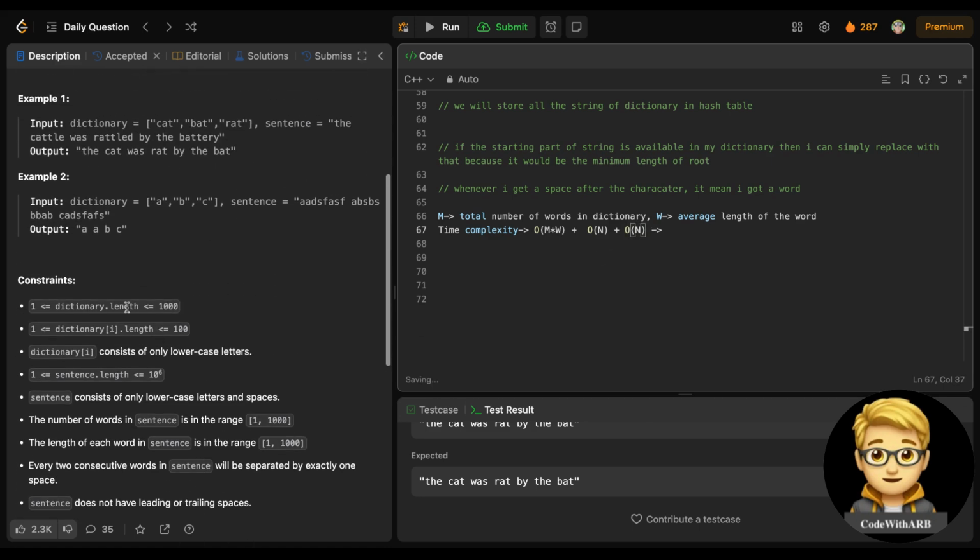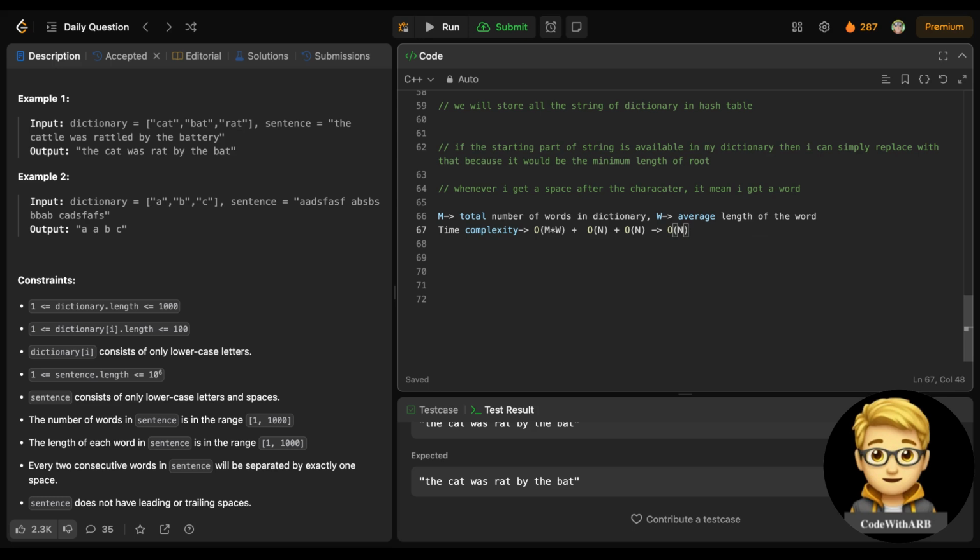This M into W: M is the total number of words in the dictionary, which can be 1000. W is the average length of the word, which would of course be less than 100. O of N, and the sentence length is 10 to the power 6, right? If you take the worst case for dictionary length, 10 to the power 3 and 10 to the power 2 would be 10 to the power 5, and this is 10 to the power 6. So ultimately it will be O of N, right? The overall time complexity would be O of N.